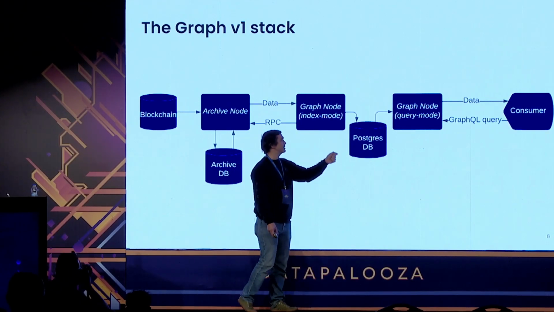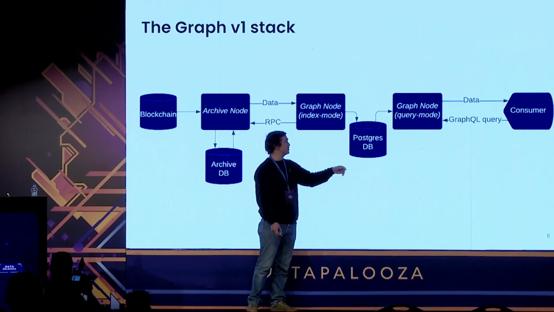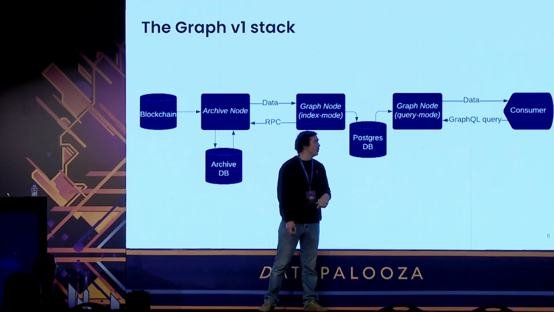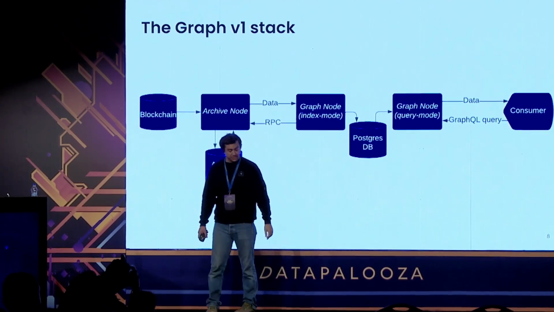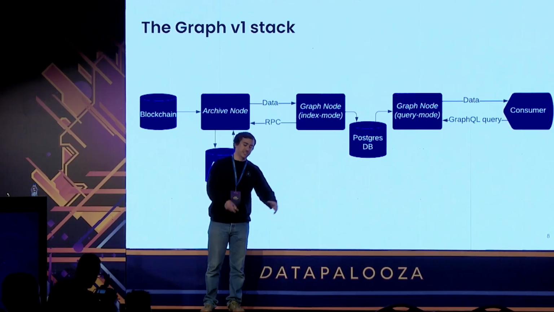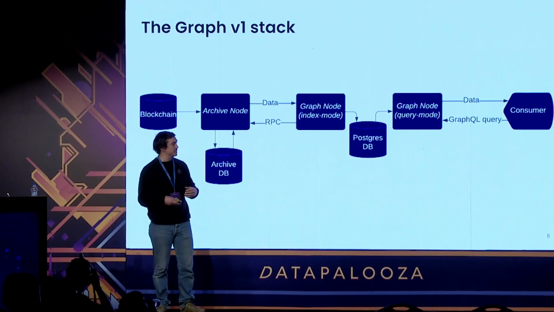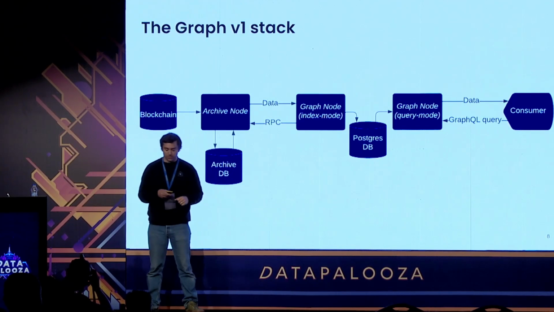The graph node indexer, in index mode, performs transformations and loads the data into that Postgres database. Then the query mode of the indexer infrastructure basically accepts GraphQL queries from a consumer, translates those into SQL queries, and then executes those queries against that database.